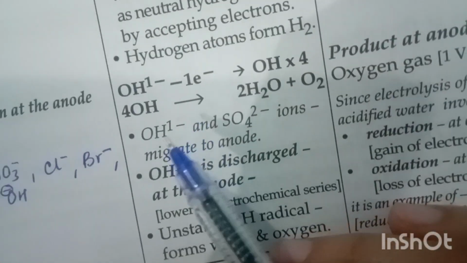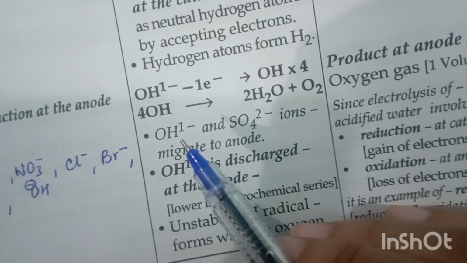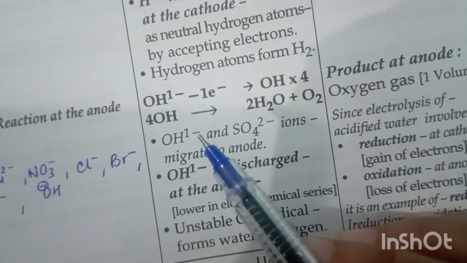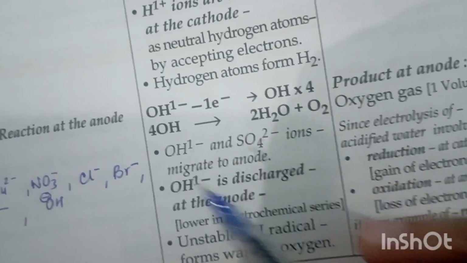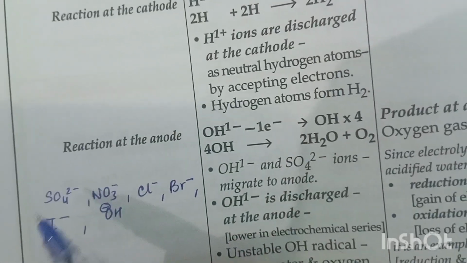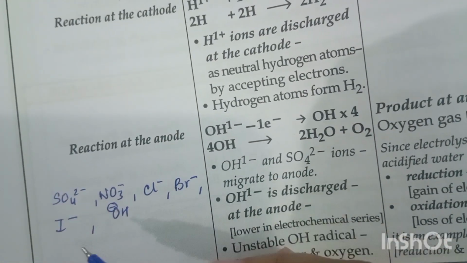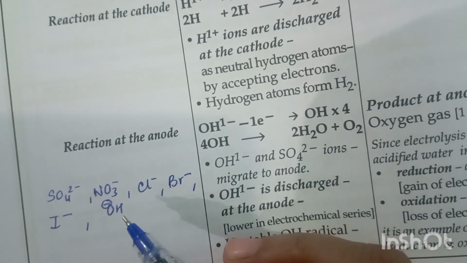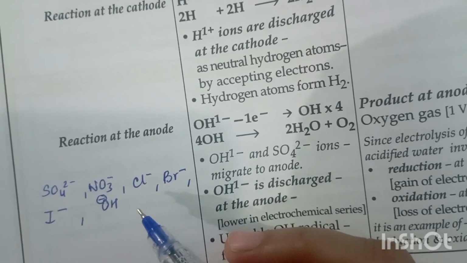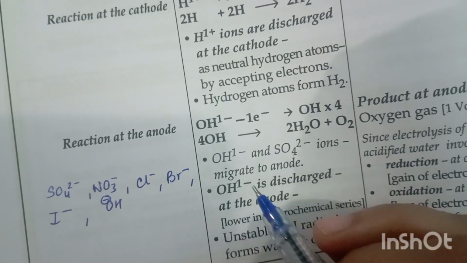Now OH minus and sulfate, that is hydroxyl and sulfate ions, migrate to the anode. Since both ions are migrating to the anode, but only the hydroxyl ion is getting discharged, the sulfate ion will remain as such in the solution. Why? Because in the electrochemical series, sulfate ion comes first, then nitrate, then chloride, bromide, iodide, and then hydroxyl ion. Hydroxyl ion is lower in the electrochemical series, and the ion that is lower in the electrochemical series will get discharged first at the anode.